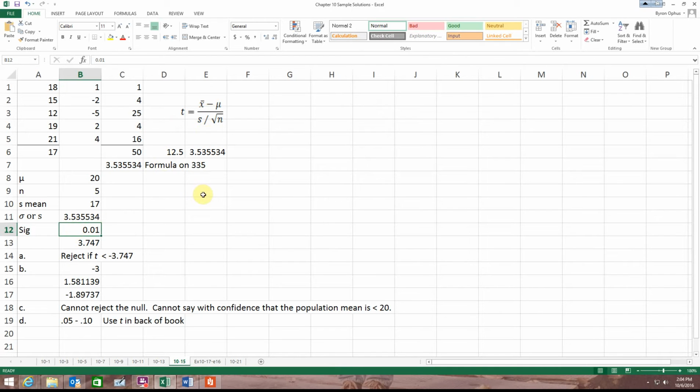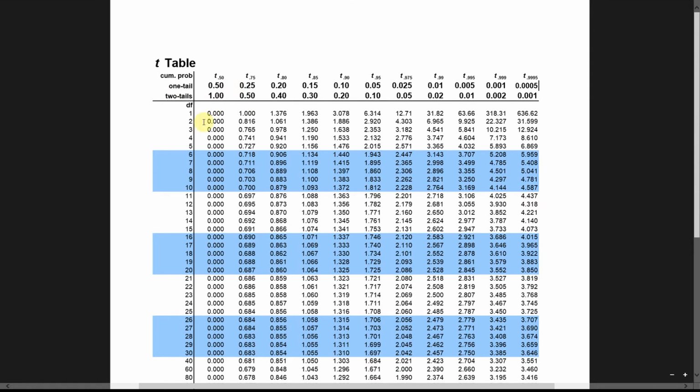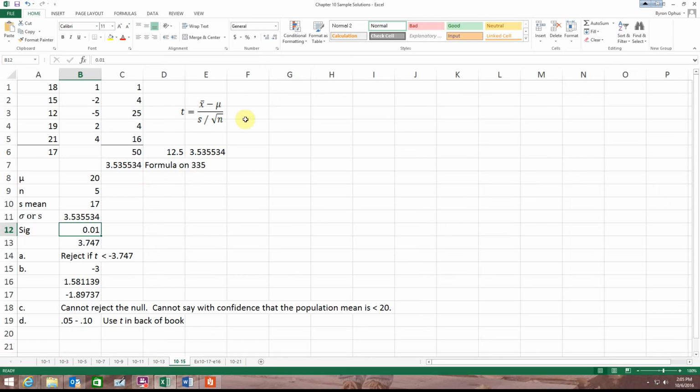I'm one-tailed according to the hypothesis. So I'm one-tailed at that significance level, and my degrees of freedom is also n minus 1, or 4. Okay, so one-tail, degrees of freedom 4, and significance is way over here, 0.01. So 3.747. You guys will have to look it up in the back of the book, or if you've got a chart like that or want to look up a chart like that, that's fine. So I'm going to reject it if it's less than minus 3.747.